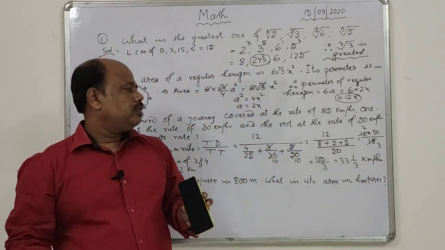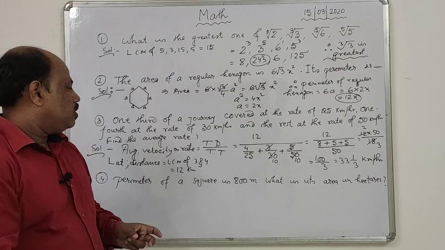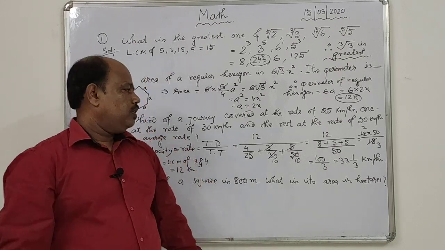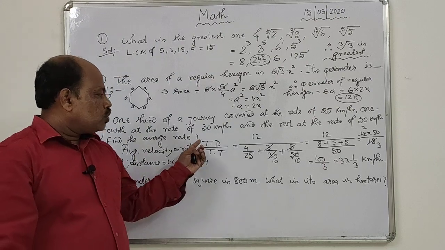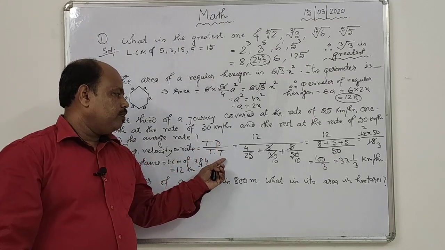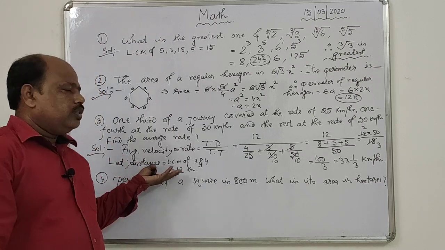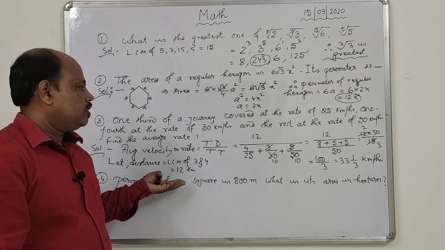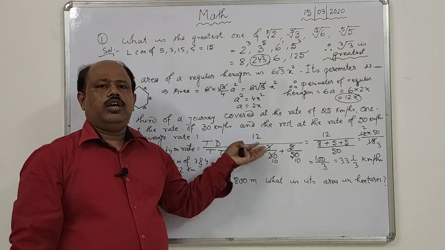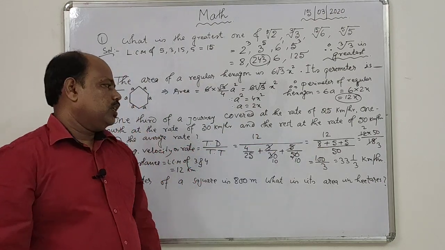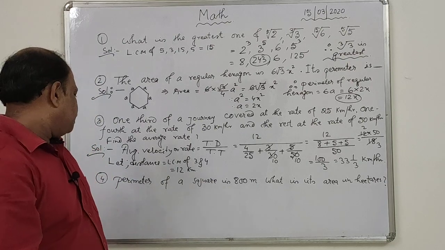Simple way, that is the method to find the average velocity or average rate. Always keep in mind, total distance by total time. But if you don't know what the distance was, assume it in this way, LCM of that, and put it in the method, then you can get the answer 33 and 1/3 kilometer per hour.